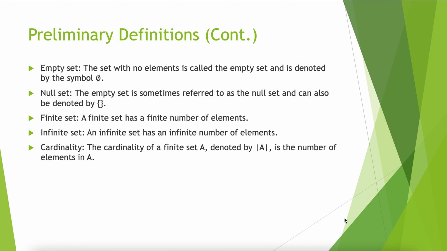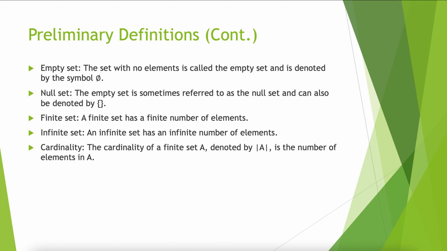You have different types of definitions here. So we're going to go over an empty set. An empty set is basically a set with no elements. It's called an empty set and it's denoted by that symbol. It can also be a null set, which is also an empty set. Essentially the same exact concept, it just has those brackets and there's nothing inside it, so it's empty.